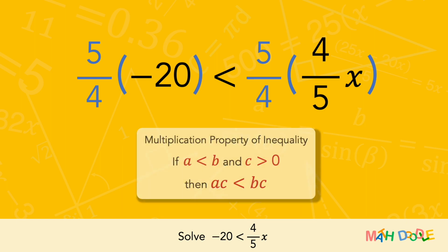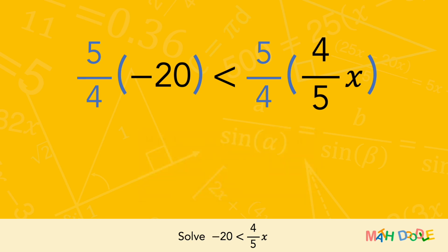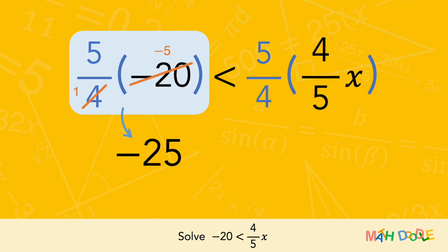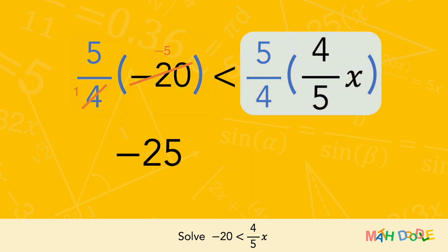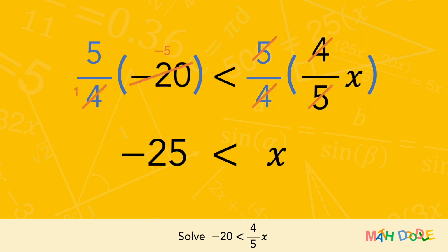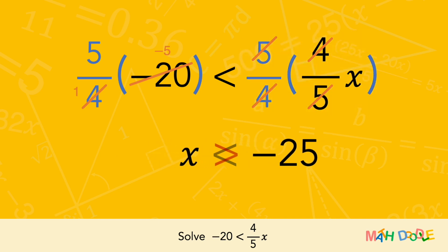Here, it is important to treat both sides equally. So, when we multiply one side of the inequality by a number, we must multiply the other side by the same number. After multiplying them by 5/4, the left side of the inequality is simplified to -25. Then, the right side of the inequality is simplified to x. And let's switch the two sides of the inequality, including the direction of the inequality. So, x is greater than -25.